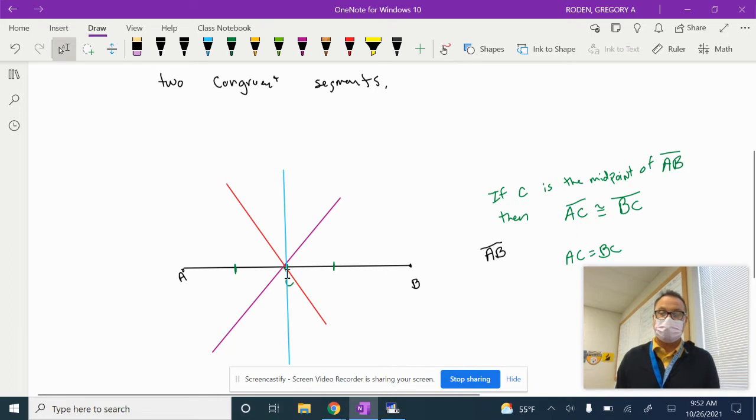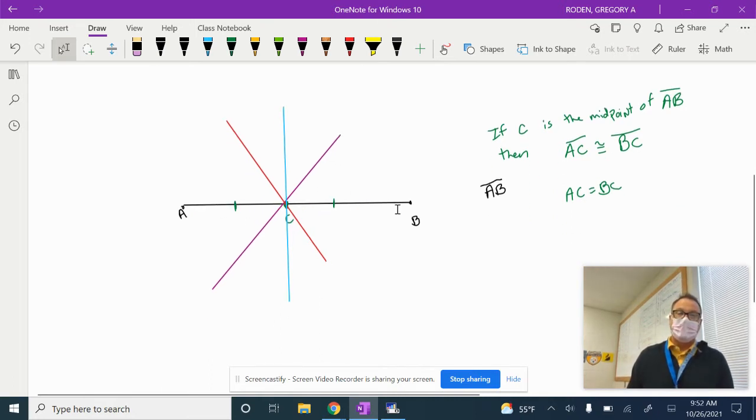A midpoint of a segment is a point that creates two congruent segments, little baby congruent segments. So if you notice, A to C is going to be congruent to B to C because C is the midpoint. And then after that, we defined what a bisector is. The purple line, the red line, and the blue line are all bisectors of this segment AB. And the reason they're bisectors is because they go through the midpoint of segment AB.